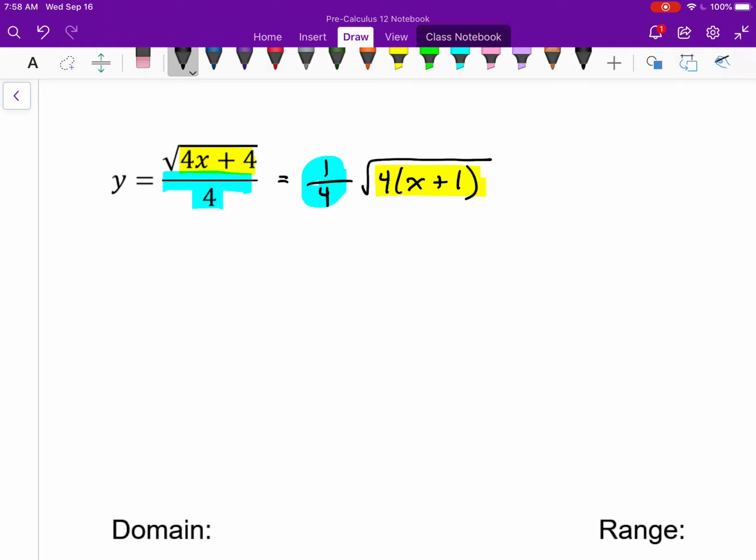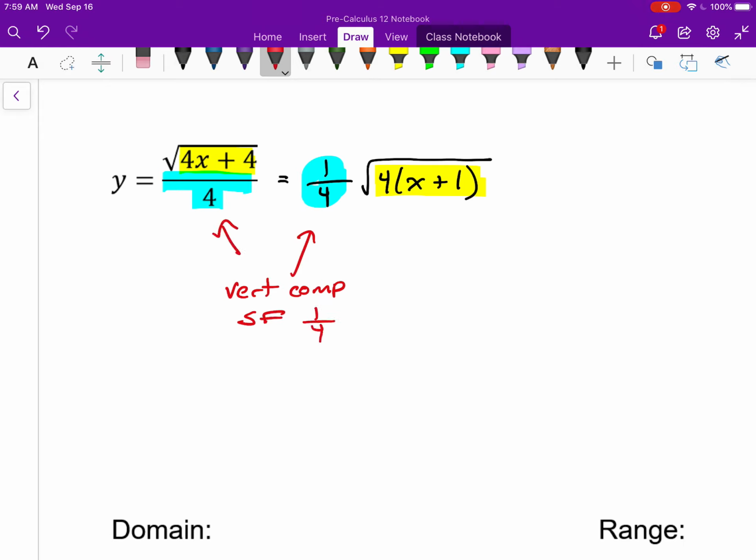I have this. So these two equations are equivalent, but what I've just written down makes all my transformations compared to root x much more obvious. I'm not saying it is obvious, but it's more obvious than before. So that 1/4 represents a vertical compression by a scale factor of 1/4.